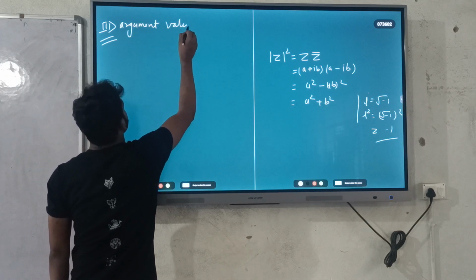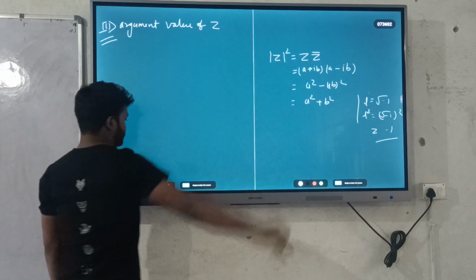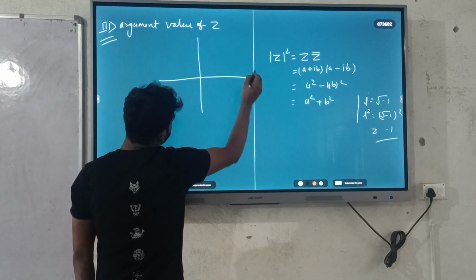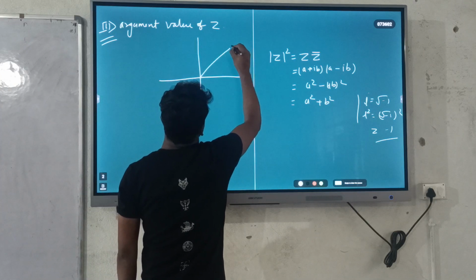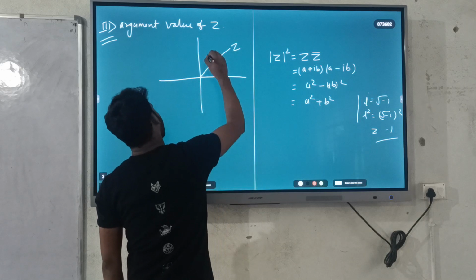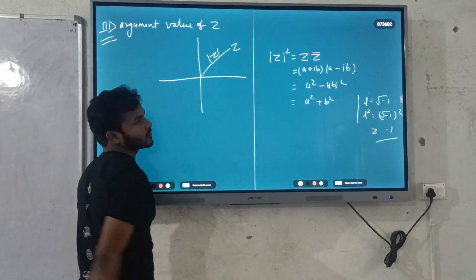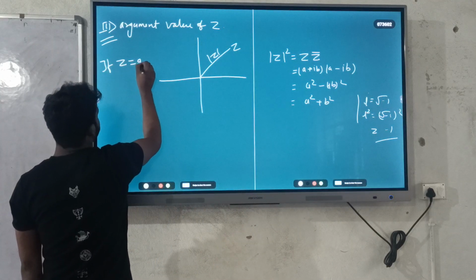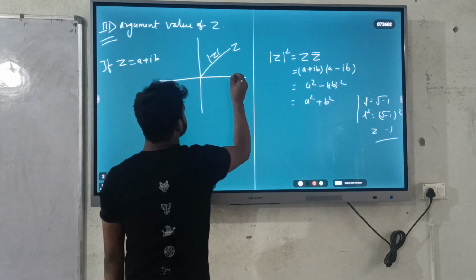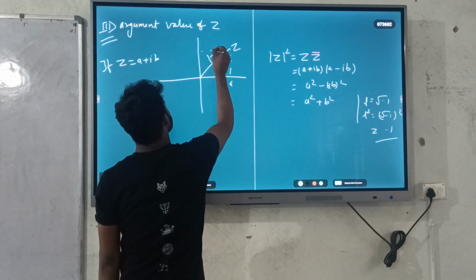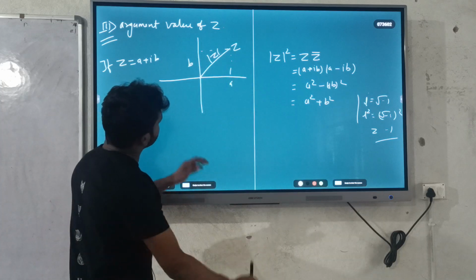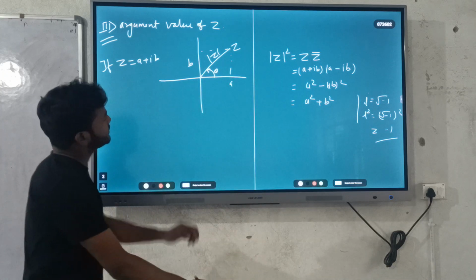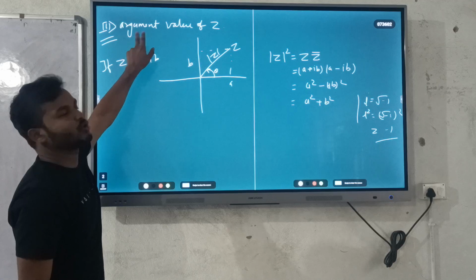What is the argument value of z? As we know, we can represent a complex number in an Argand plane, and that distance is my modulus value. If z is equal to a plus ib, then this distance is a and this distance is b. Then what is this angle?